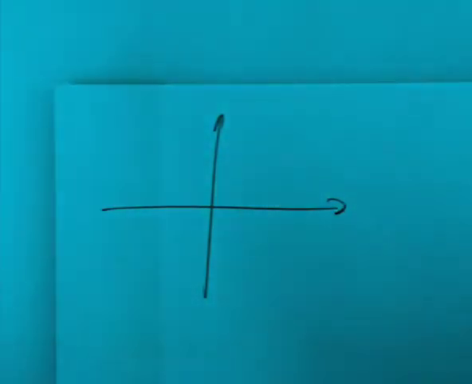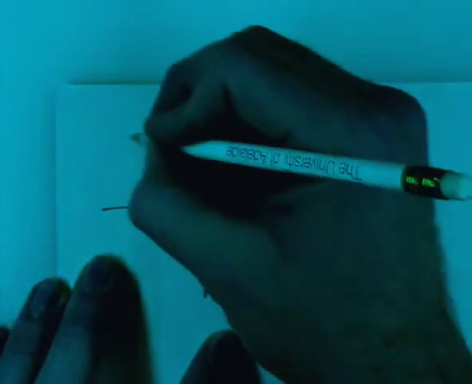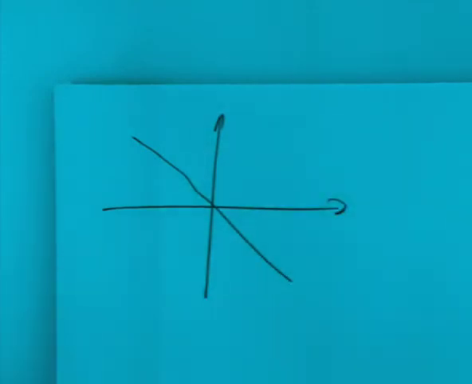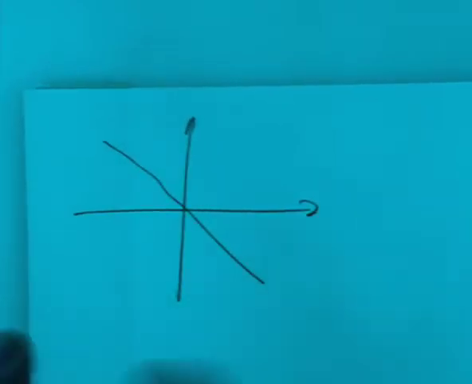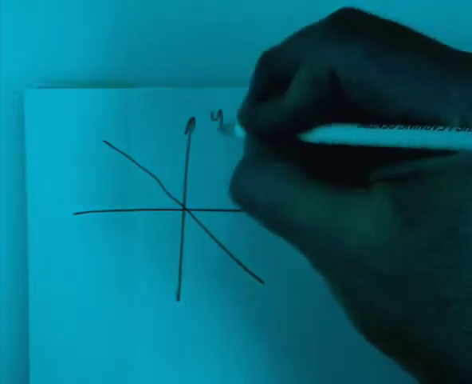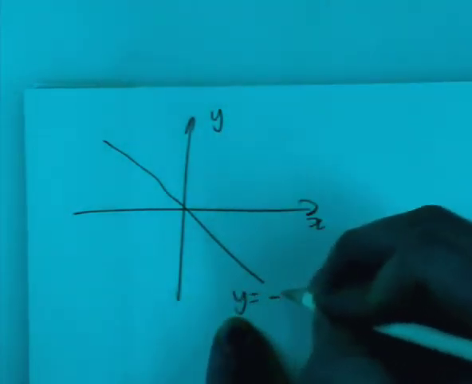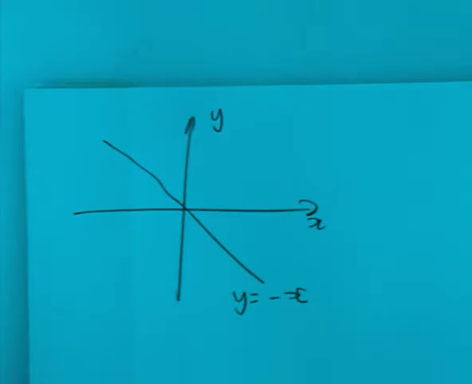So suppose I had a line like this. That's a straight line, right? If this was x and y, I would have x here and y here, and that would be the line y equals minus x. Right? Cool. But the thing is, this is not x and y.